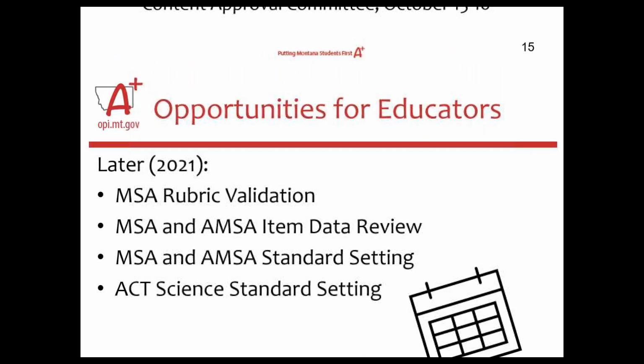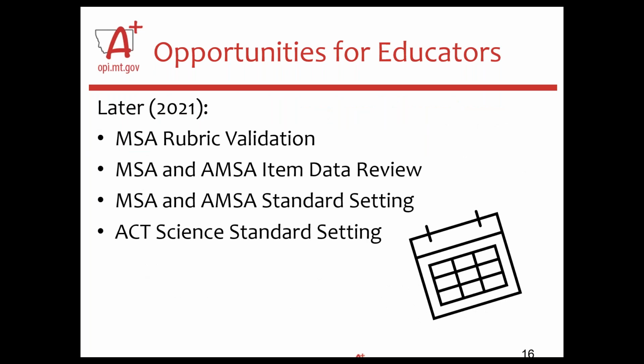Later on there will be a few other activities. After the operational field test for the MSA and the AMSA, we'll have some activities next summer to look at the results. We'll have rubric validation to make sure the scoring is working right, item data review to make sure the items operate the way they should and assess what they are meant to, and then standard setting to set cut scores for the different proficiency levels. We'll also be having the ACT science standard setting sometime in the next, I think I mentioned that earlier, in 2021 or by 2021.